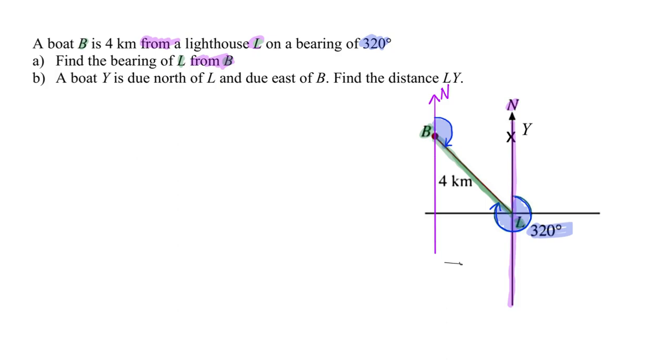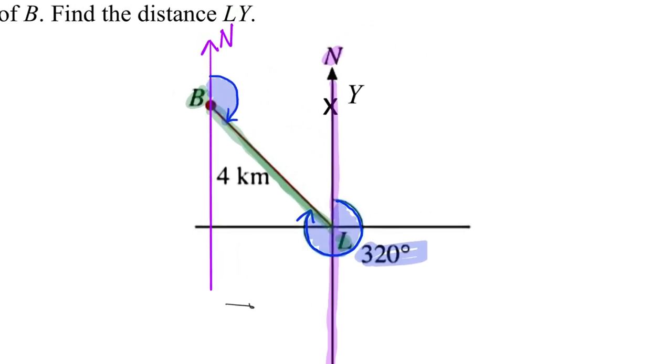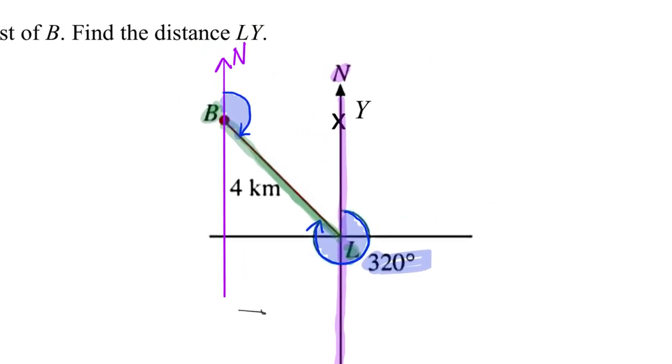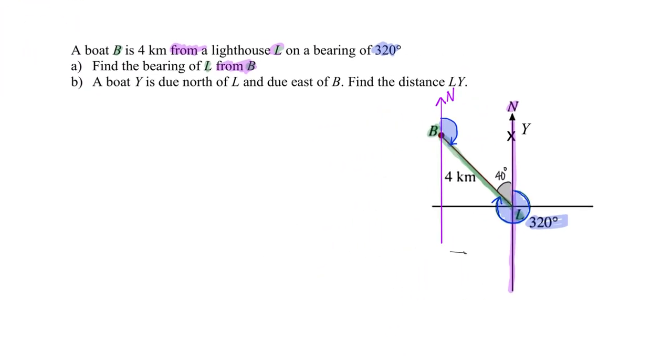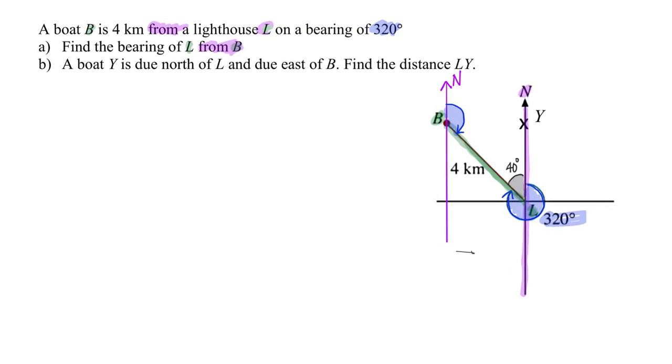Okay? So for this particular question, we will have to do some simple math. Please take note that since we already have 320 there, will we be able to get this black angle here? Yes, we can. It is 40 degrees, right? Angles at a point. So, angle YLB. So for part A, do indicate the working.